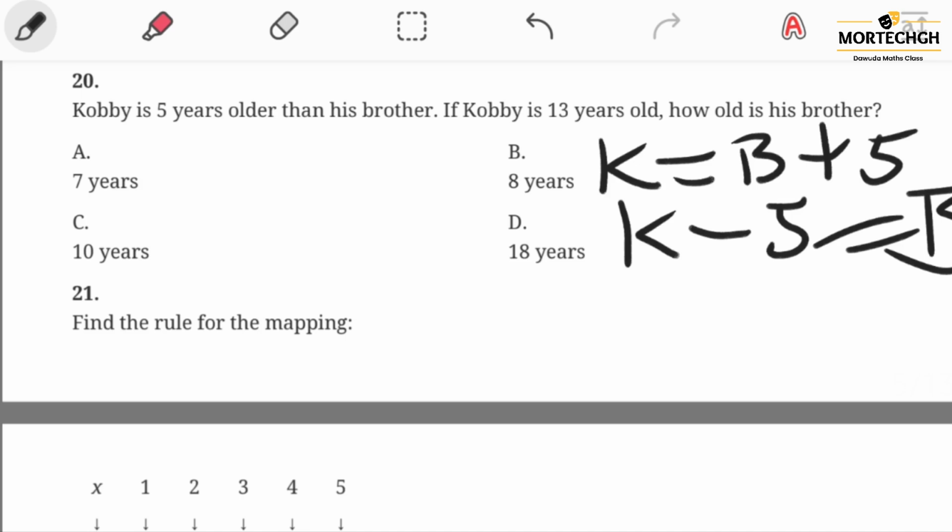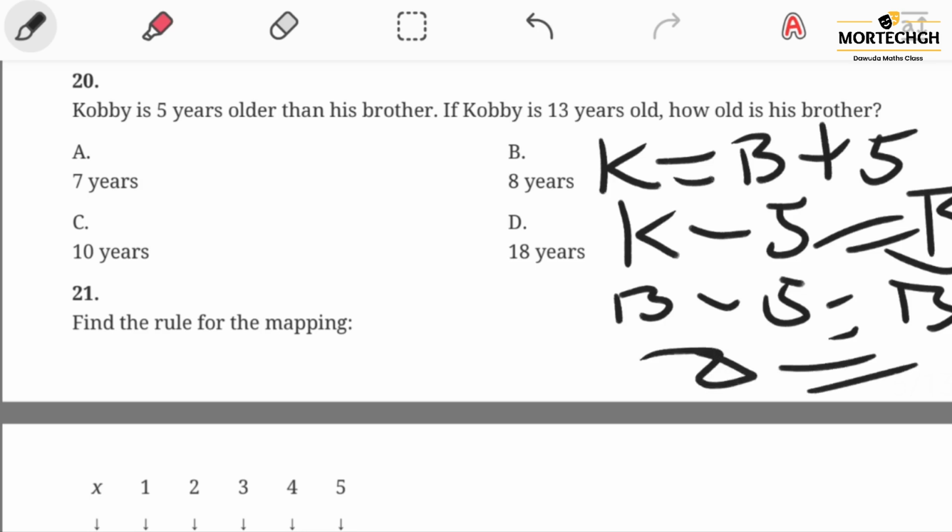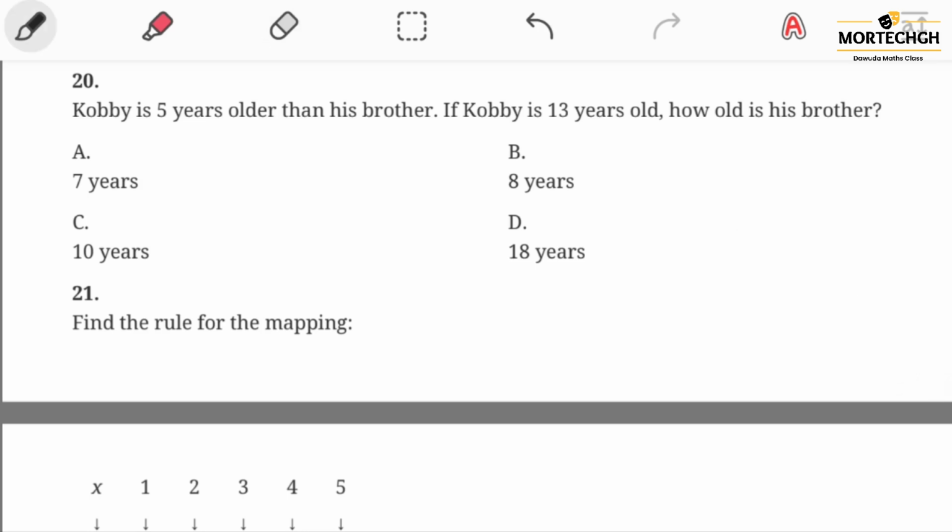Now they say Kobe is 13 years old. So if Kobe is 13 years old, then you subtract 5 from it to get his brother's age. 13 minus 5 is equal to 8. So his brother's age is 8. That's option B.